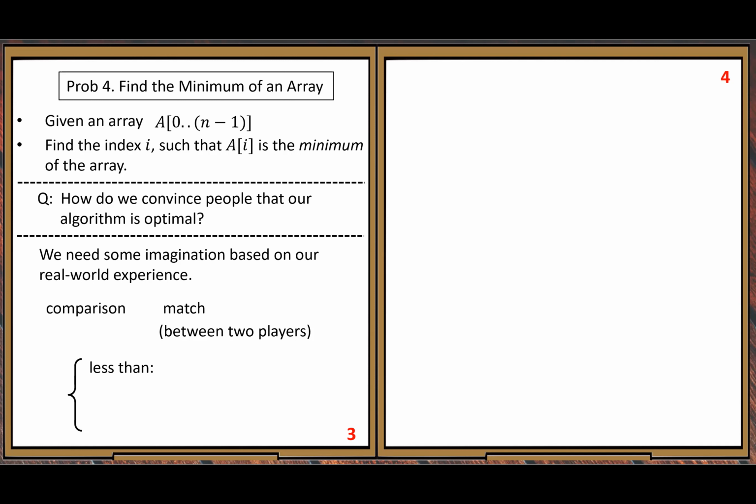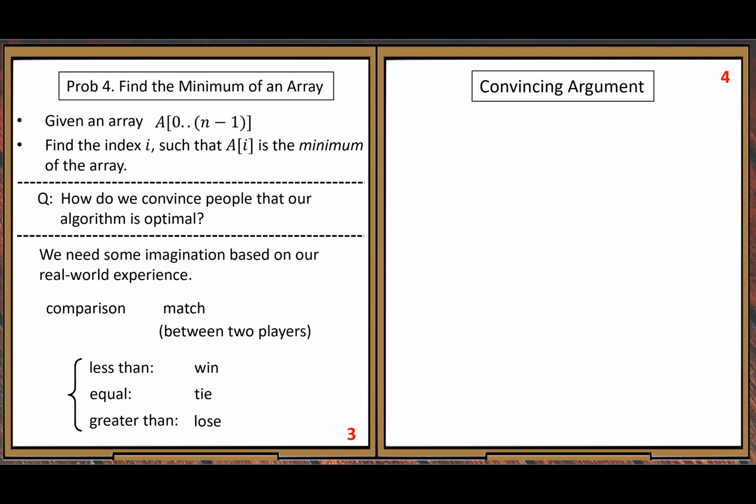Now, A less than B, the winner. The element that is less than the other one, the less one, that's the winner. Equal, tie. Greater than, lose. But we may eliminate the tie case, because we put tie and lose together, since you are not the winner, so we just skip it.